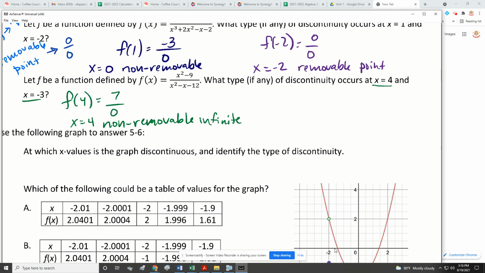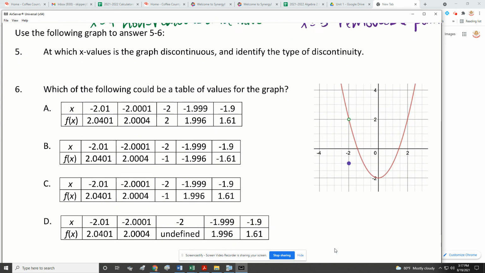Discontinuity. I just realized I didn't write infinite on it when I did this one. And then when we plug in -3, we are going to get 0 over 0. So -3 is going to have a hole, or removable point discontinuity. And then for 5 and 6, we're going to use this graph.